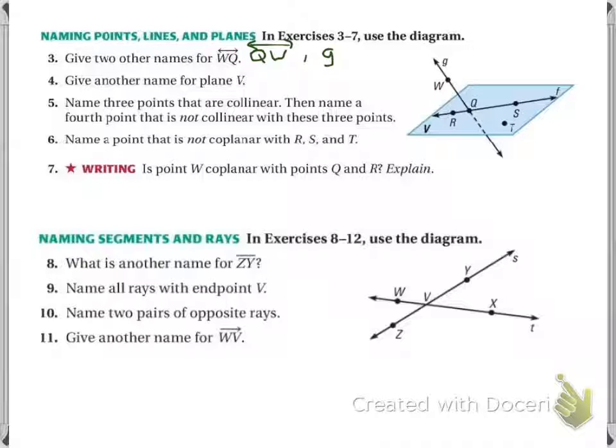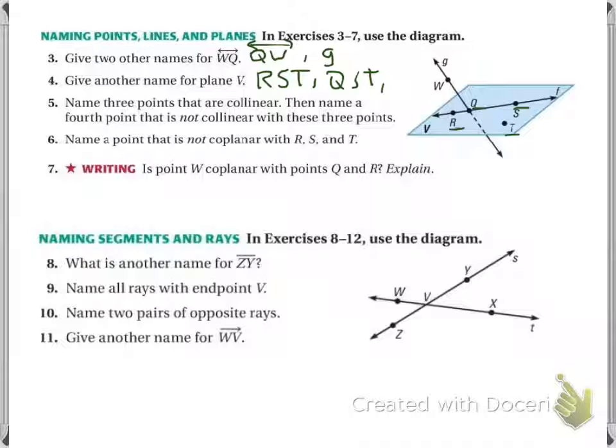Give another name for plane V. Well, they use just that capital letter, so I need to use points. Now let's think, points that are on the plane. I have R, Q, S, and T. But I have to be careful they can't be on the same line. So I can't use R, Q, S together. So I could use maybe R, S, T. I could use QST. I could do RQT. Any of those would work.